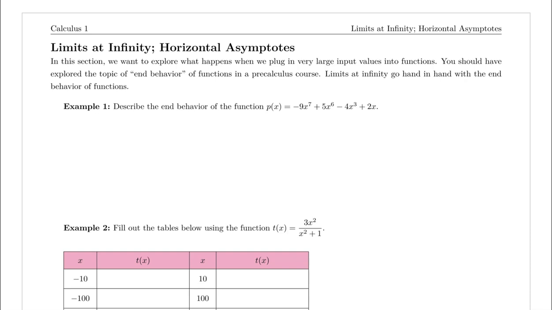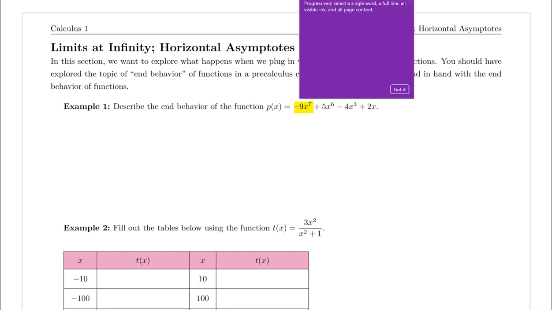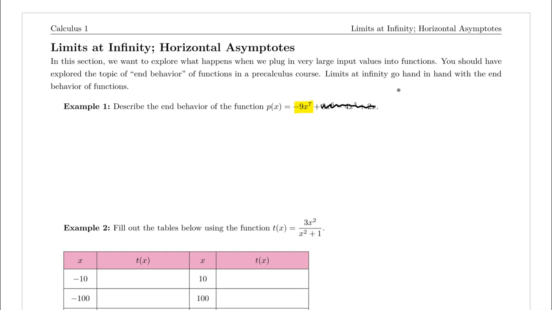Example 1 says, describe the end behavior of the function p of x equals, and then we're given this polynomial. Now you might remember from pre-calculus, when you're talking about the end behavior of a polynomial, really you only care about the leading term. The leading term is the term that has the highest power or the degree. In this case, the leading term is negative 9x to the 7th power, which means that these other terms we don't really care about. The thing that's going to affect the end behavior are two things: we care about the degree as well as the sign of the leading coefficient.